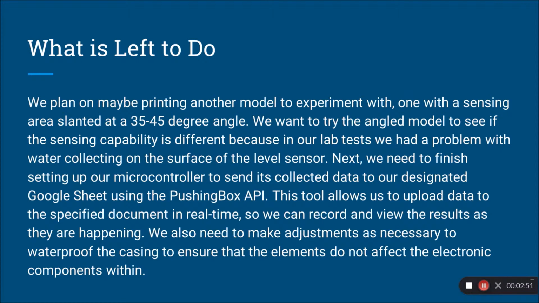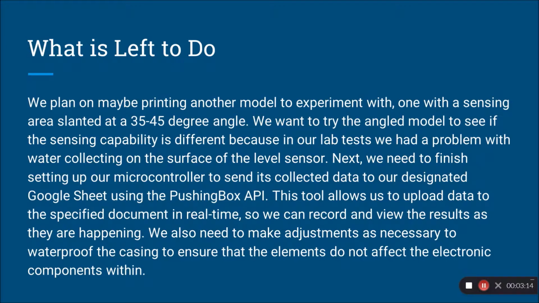What is left to do is that we plan on maybe printing another model of our casing to experiment with. Our original casing has a flat sensing area, and we were hoping to print one that had a 30 to 45 degree angle so that the water wouldn't accumulate on top and would instead run off. We want to try the angled model.